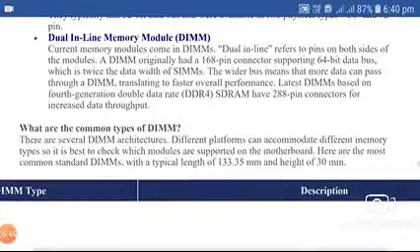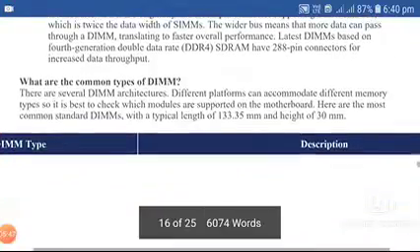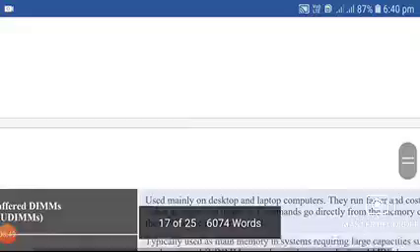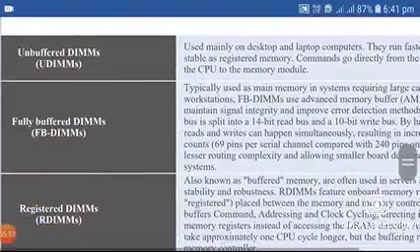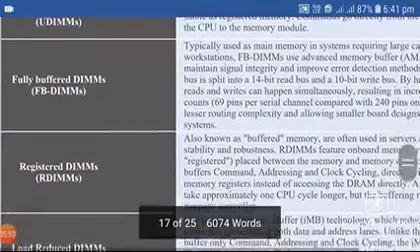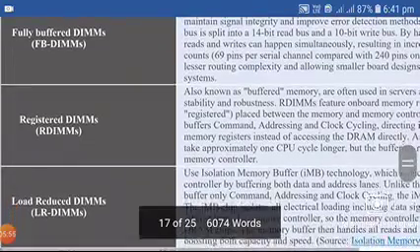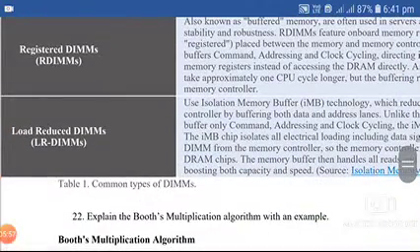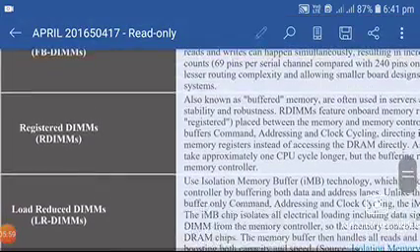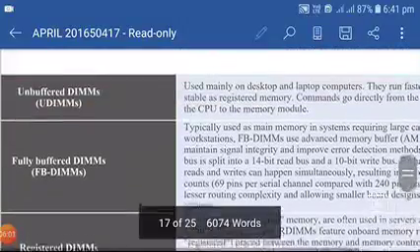So the common types of DIMM are shown in the below diagram. Unbuffered DIMMs, fully buffered DIMMs, registered DIMMs, load reduced DIMMs. So these are all the types of DIMM categories that we can find here.